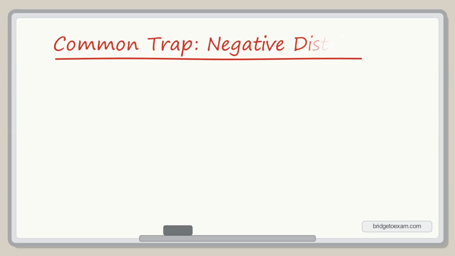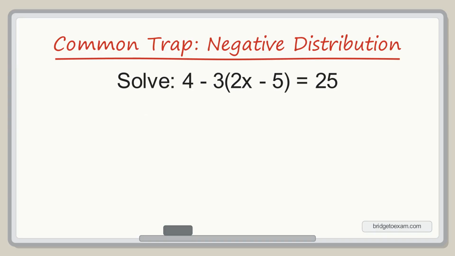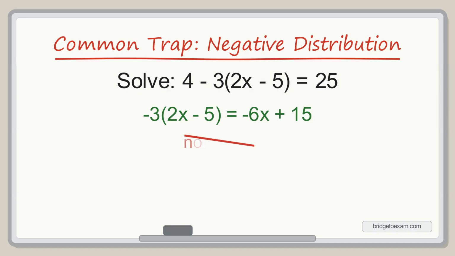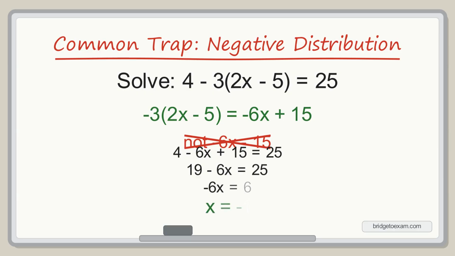Negative distribution is one of the easiest places to lose points. In 4 minus 3 times (2x minus 5), the negative 3 multiplies both terms. Negative 3 times negative 5 is positive 15. Then combine constants to get 19 minus 6x equals 25. Subtract 19, divide by negative 6, and the solution is x equals negative 1.